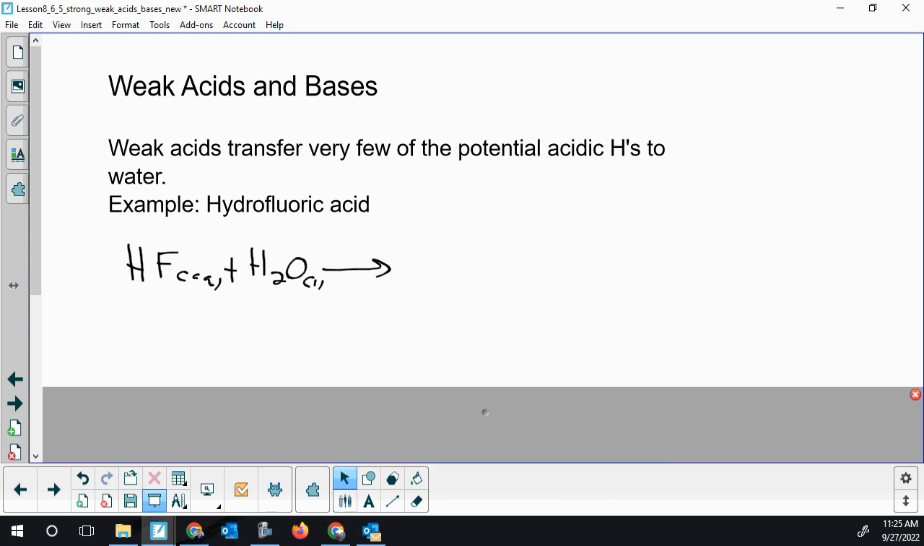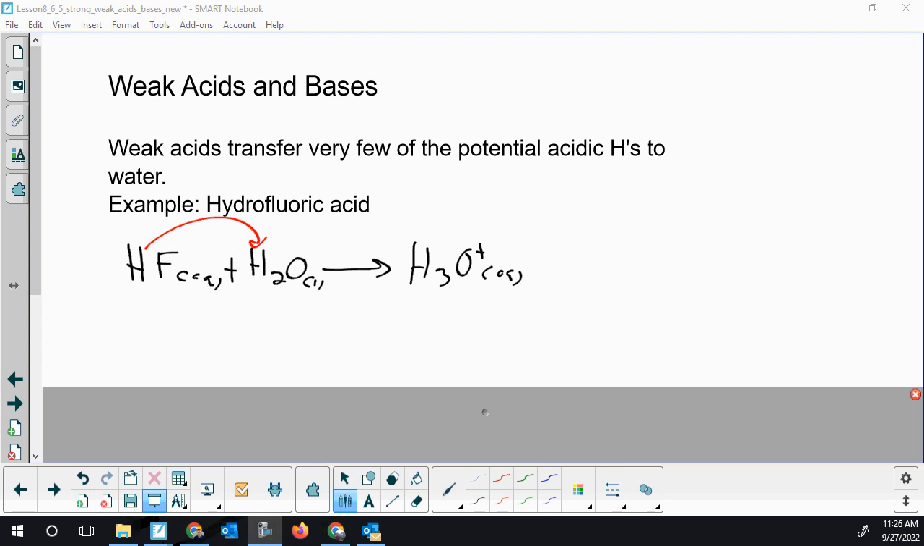Acids transfer the H to water. Okay. Arrhenius theory said the H comes off. Modified Arrhenius, it actually connects to a water. So our water is where we get our acidic species.